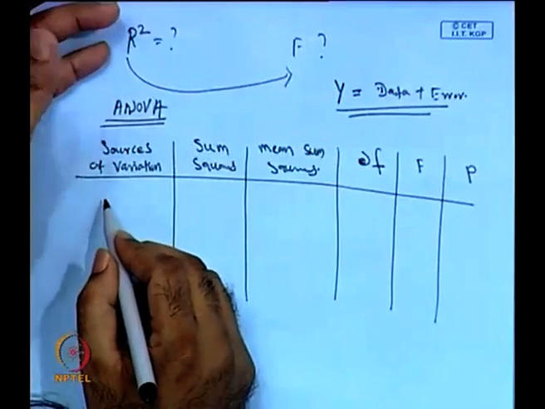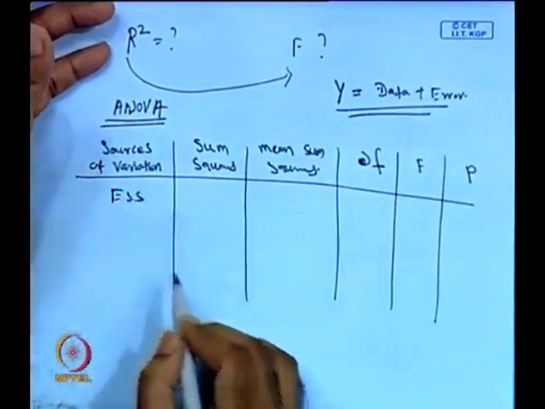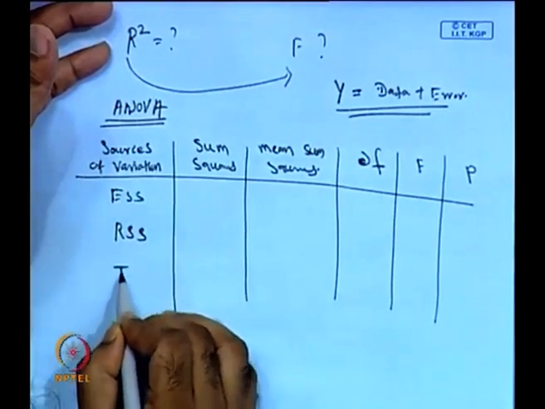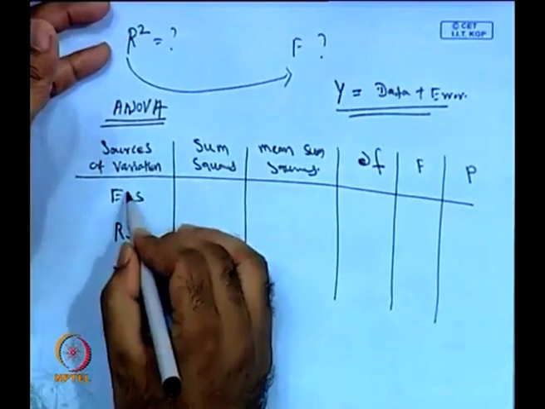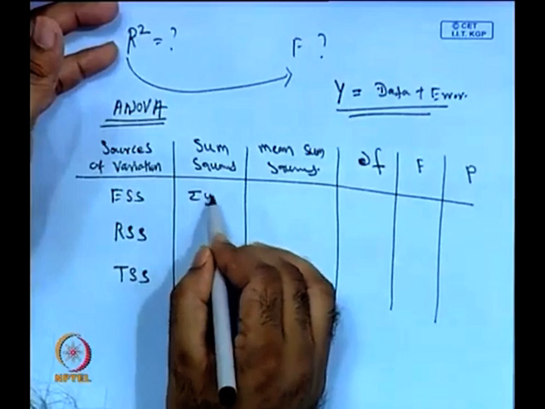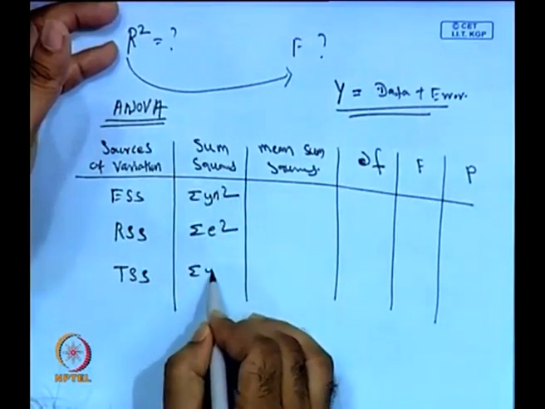So obviously, there are three sum squares. Okay. The first is the explained sum squares. Then there is a term called the residual sum squares. Then there is a term called the total sum squares. Explained sum squares is nothing but summation y hat squared. This is summation e squared, and this is summation y squared.